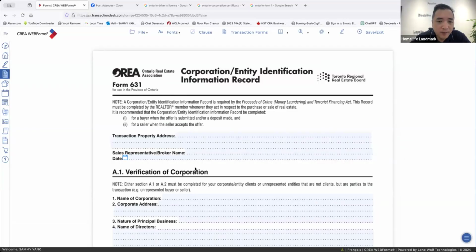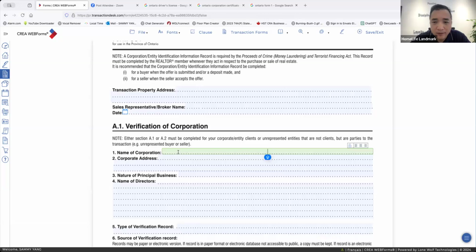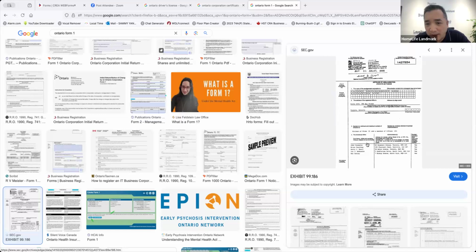So we go to the forms. If they are a corporation, we need to put the transaction property address, your name, and the name of the corporation, like ABC Realty, ABC Inc., the corporation address, and the nature of the principal business. You have to ask what business they're doing. And also the name of the director. So this is different from a personal form. For the names of the directors, usually we can ask them to provide Form 1 of the Ontario Corporation ID. The Form 1 has a director list. You see there's a sample. If you search Google for Ontario Form 1, you will see the director list.